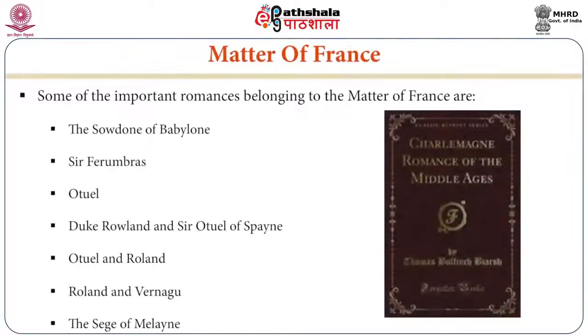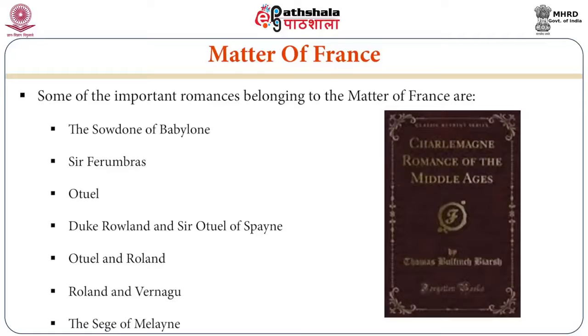Friends, first let's talk about matter of France. Some of the important romances belonging to this particular tradition, that means matter of France, are number one, the Sowdone of Babylon. Number two, Sir Ferumbras. Number three, Otuel. Number four, Duke Roland and Sir Otuel of Spain. Next, Otuel and Roland. Next, Roland and Vernagu. Next, the Siege of Milan.